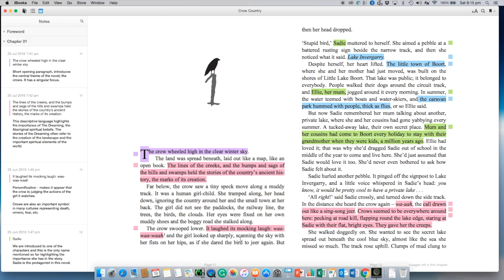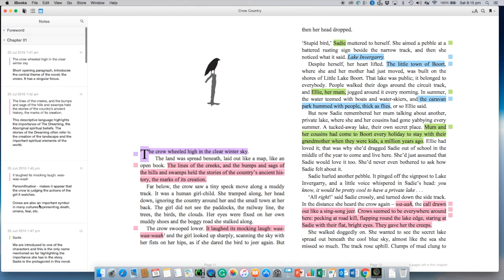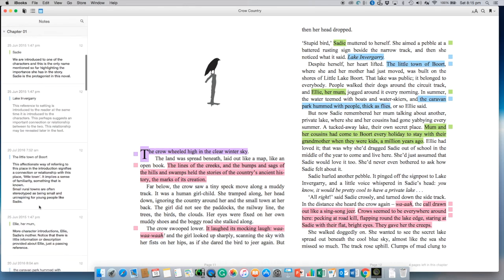Don't forget too that crows are an important symbol in many cultures, often representing things like death. They are omens, they are full of fear and the unknown. There are other more positive connotations associated with them in some other cultures.